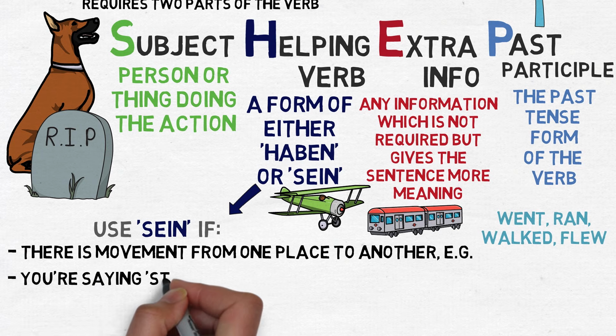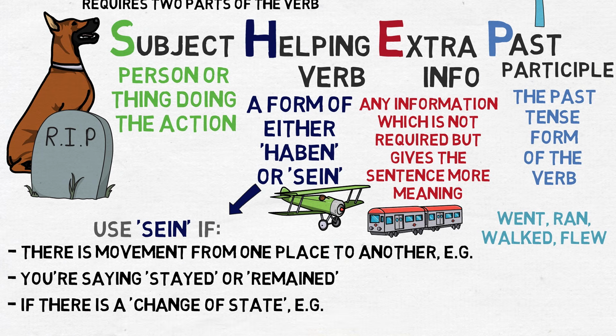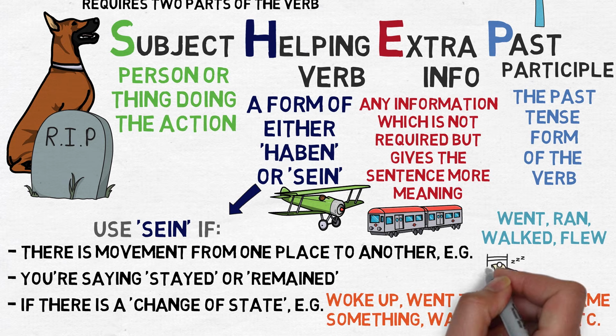Use sein if you're saying stayed or remained. And if there is what we call a change of state. For example, woke up, went to sleep, became something new, was born, died, etc.